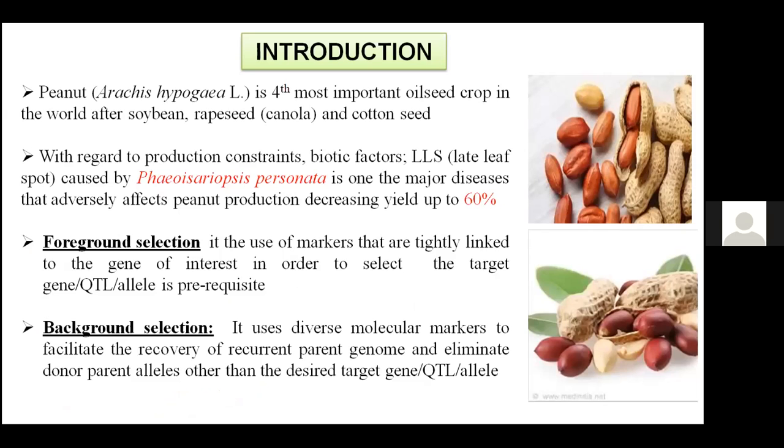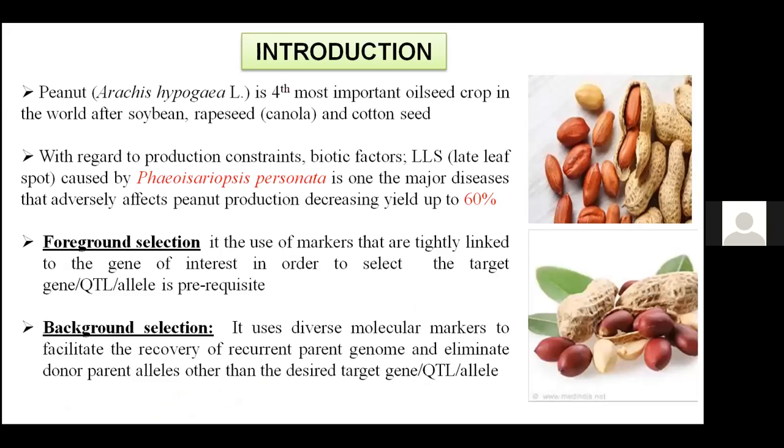This is the fourth most important oilseed crop in the world, and India stands second rank after China for the production. And Gujarat stands first rank in India for production, and Karnataka stands fourth. And my research was conducted in Karnataka, India.